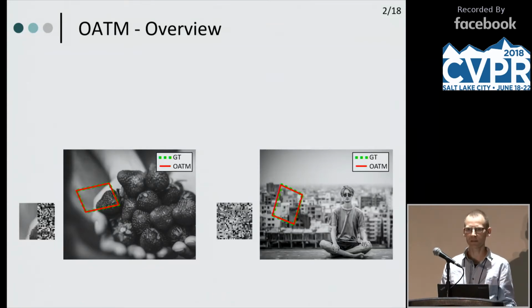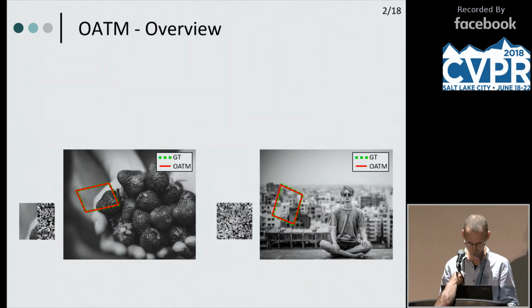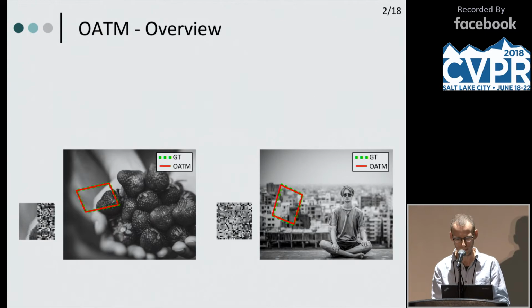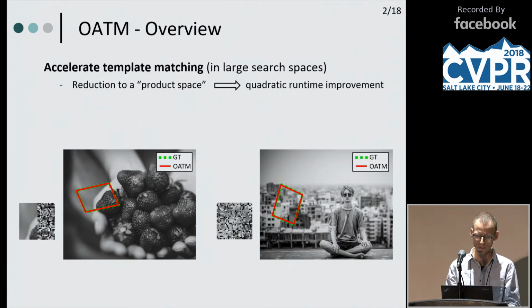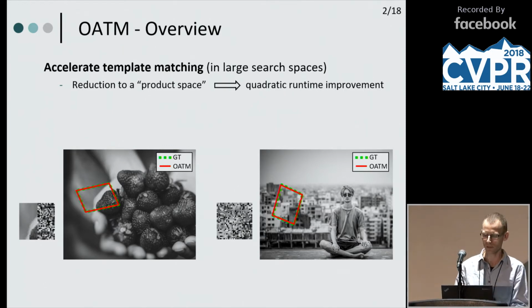So the method I will present today, OATM, was designed to efficiently match a template that can undergo both deformation and partial occlusion, as can be seen in the two examples below. Towards this goal, we make two main contributions. The first is a new technique for accelerating template matching in high-dimensional spaces. This is done by a reduction to a product space, which gives a quadratic improvement in runtime.